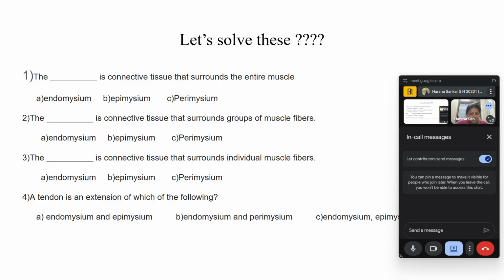Now, fourth question is, a tendon is an extension of which one of the following? Option A, endomysium and epimysium. Option B, endomysium and perimysium. Option C, endomysium, epimysium, and perimysium. What is the correct answer?